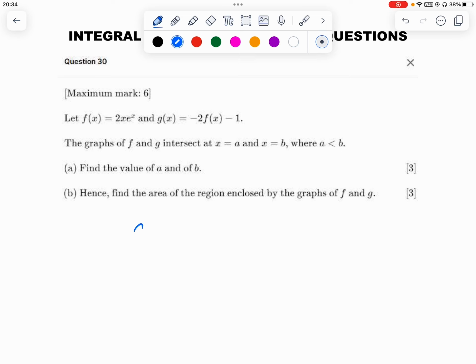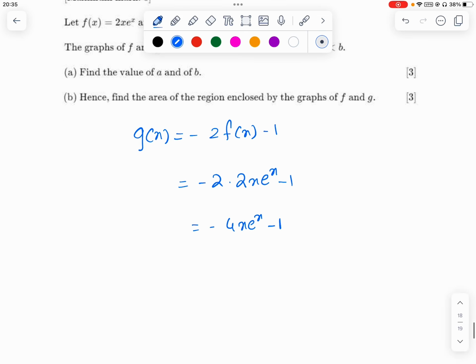So what has been given? g of x equals negative 2 f of x minus 1. Negative 2 f of x is 2x e to the power x with the negative, then minus 1. So it becomes negative 4x e to the power x minus 1. Now g of x and f of x will intersect, so g of x equals f of x, that is, negative 4x e to the power x minus 1 equals 2x e to the power x.